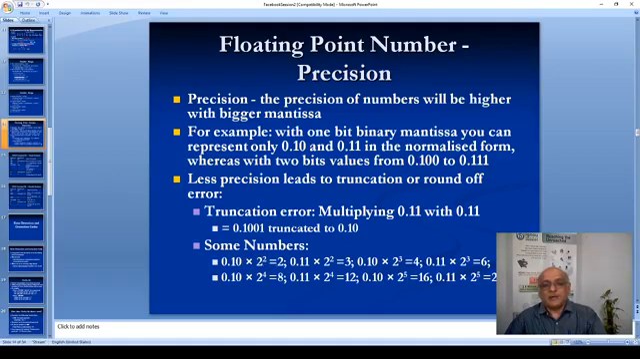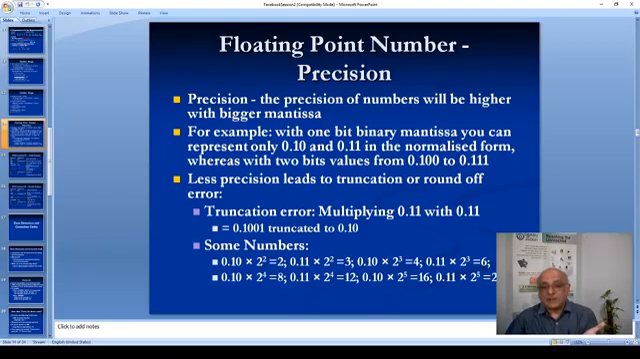0.1 times 2 to the power 2 is 2. Then I multiply it with 2 to the power 2, what do I get? 3, right? So when you multiply it by 2 to the power 2, you actually move towards the right twice. So you get the number 3. Now you move 3 times, you get 4. But 0.11 with 2 to the power 3 becomes 110. It is 6. That means I cannot represent 5 using this particular representation.